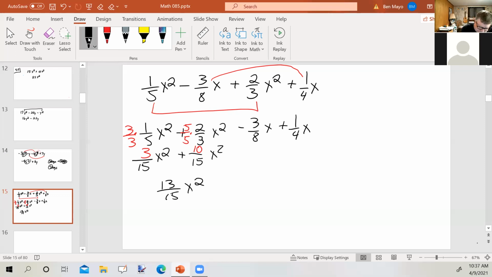All right, let's take a look at the next two terms. Minus 3/8 x plus 1/4 x. What's the common denominator, or the least common denominator, excuse me, of 8 and 4?